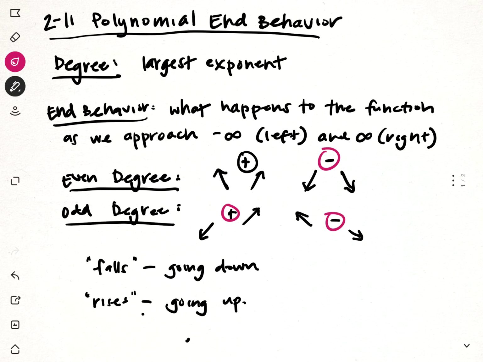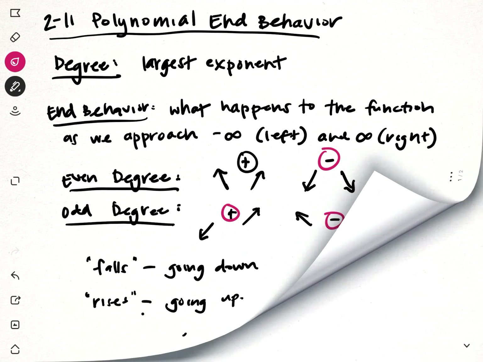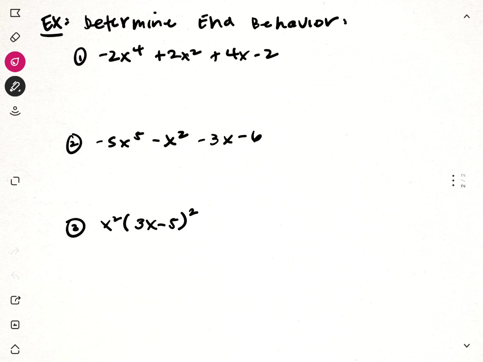So let's go ahead. This should be pretty simple. We're trying to determine the end behavior for these three functions. Again, when we're looking at end behavior, we're looking at the leading term, the one with the highest degree, so our highest exponent.